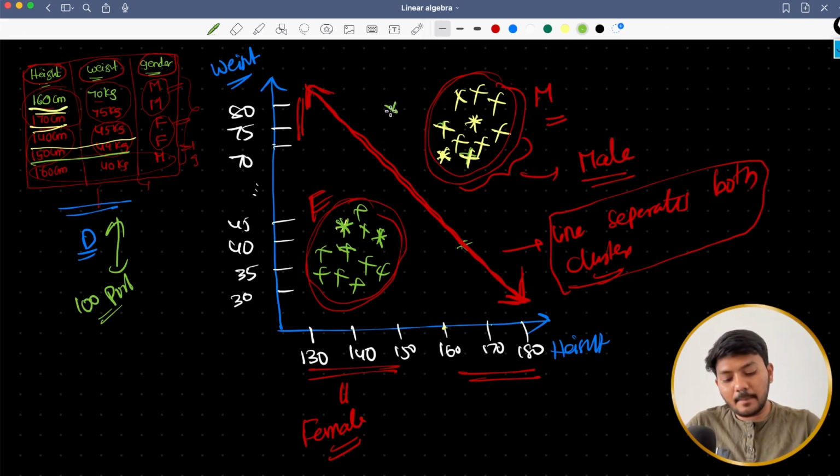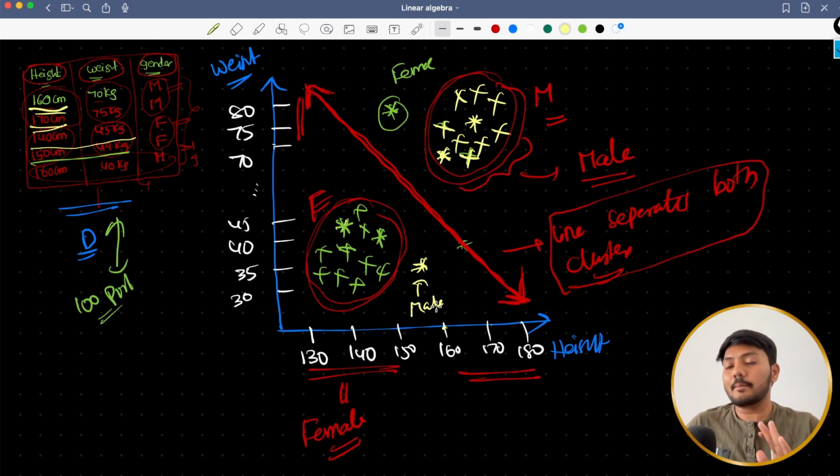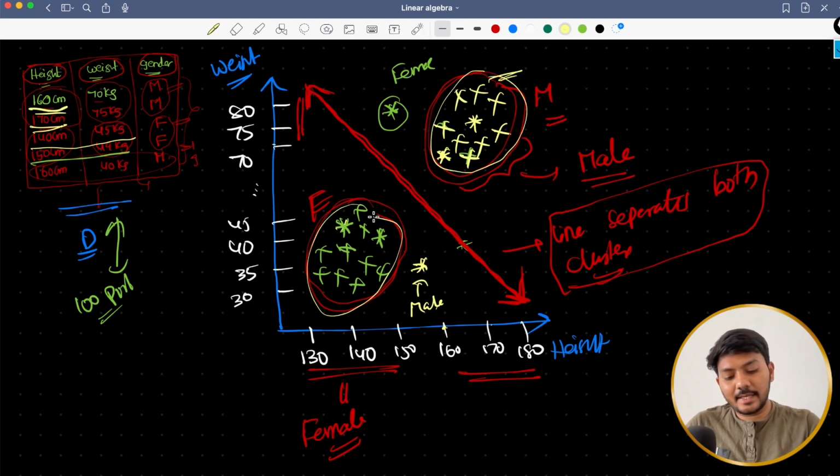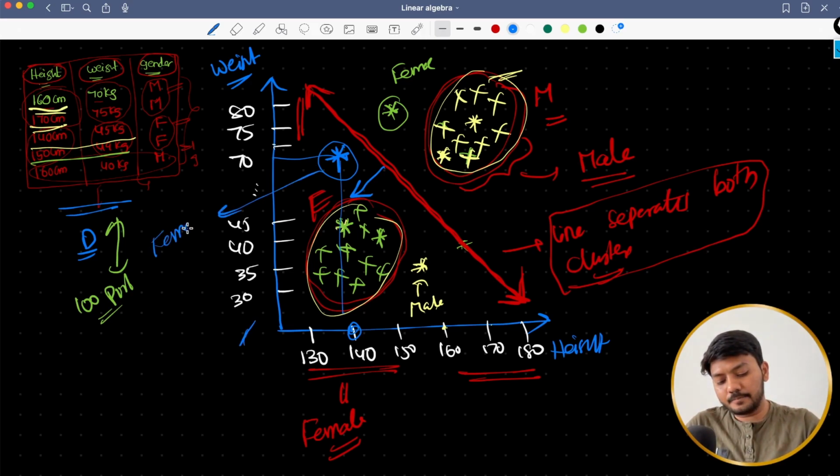And of course there might be some points in which this is a female, and there might be some points which are male as well. These are some outlier points. We'll learn about all of those things later, but the majority of points we can group together. Now let's say someone comes and gives you a new point here, so 140 and weight is 70. What I would say is, because this point is beside this line, this will be categorized as female.